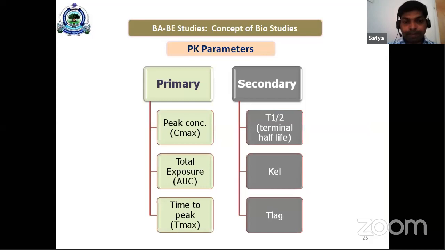So PK parameters, as I said in my first slides also, Cmax, AUC, and Tmax would be primary PK parameters, and secondary would be half-life, KEL, and TLAG for modified release formulations.